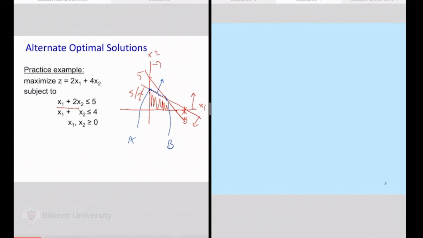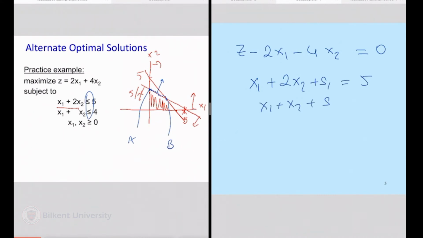So I have z minus 2x1 minus 4x2 equals 0. This is canonical form. And I need equations instead of less than or equal to constraints, right? So I add slacks. x1 plus 2x2 plus s1 equals 5. x1 plus x2 plus s2 equals 4. All right, now everything is in standard form. I have non-negativity of my variables, right? I can initiate Simplex without a problem. Make sense?